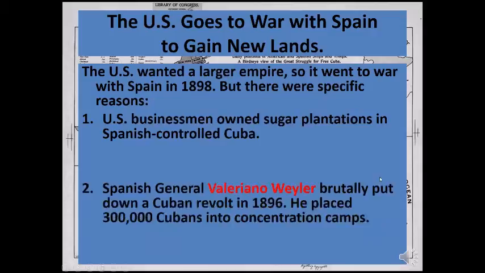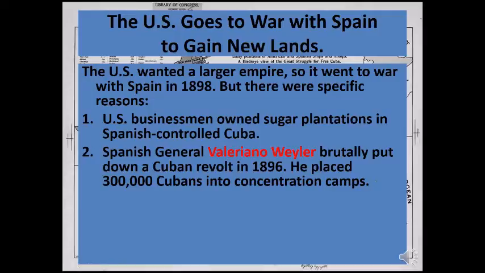Spanish general Valeriano Weyler brutally put down a Cuban revolt in 1896, and then he placed 300,000 Cubans into concentration camps. So it's very important we understand the difference between the Spanish and the Cubans. The Cubans were the people that were living there, the natives, so to speak. The Spanish were the ones that had come over and taken control of Cuba.